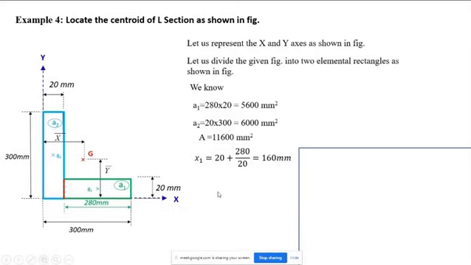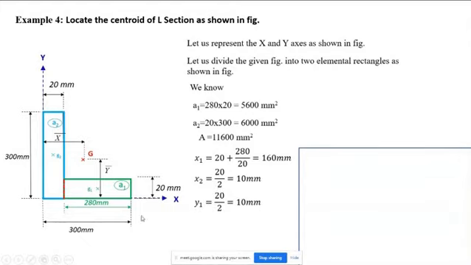Okay, and then we can find out x bar, which is equal to A1 x1 plus A2 x2, because there are only two areas, divided by the total area. Here x1 is the distance of centroid G1 from the y-axis, which is equal to 20 plus 280 by 2. So 20 from here to here, and 280 by 2 from here to here, which is equal to 140 plus 20, 160 mm. Next, x2 is equal to 20 by 2, which is equal to 10 mm.